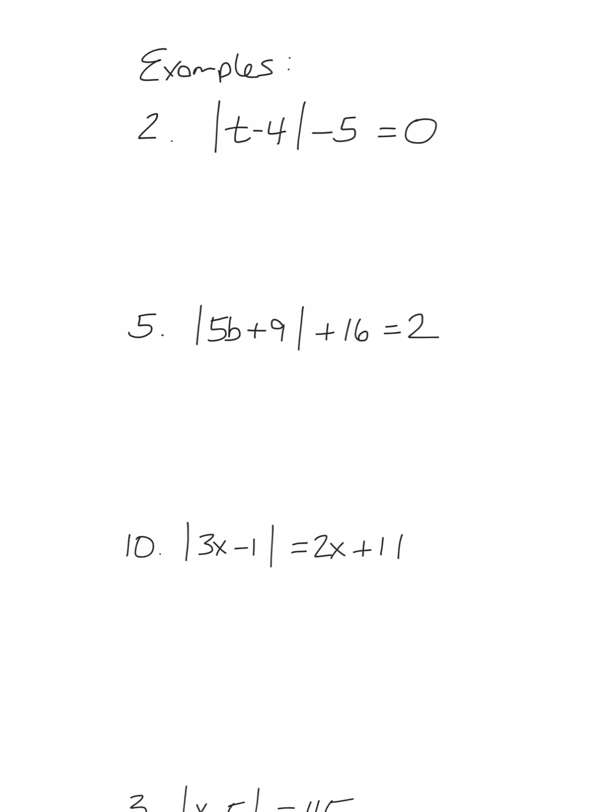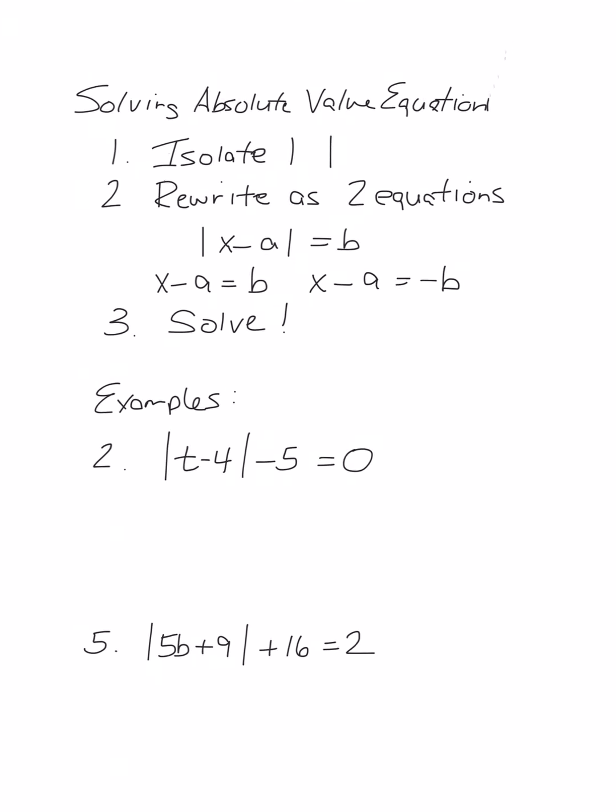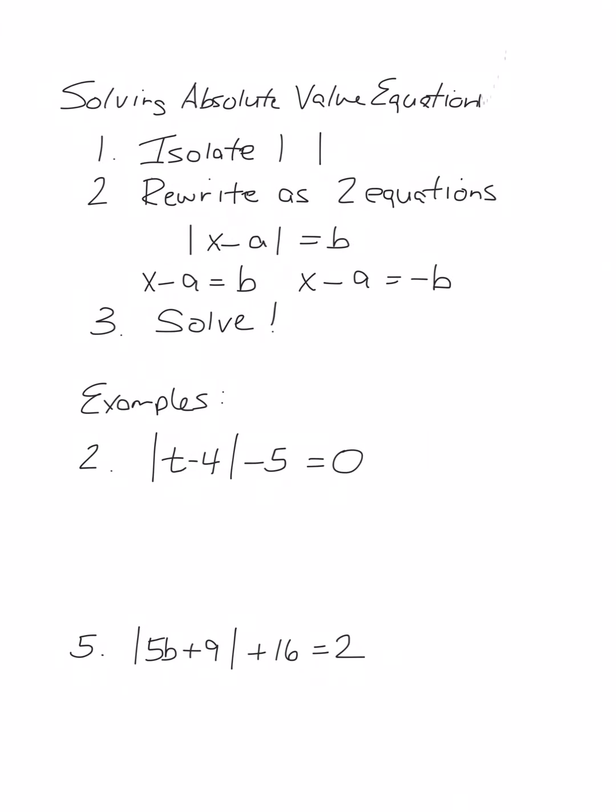Next, we're going to talk about solving absolute value equations. So the steps are going to be, we're going to want to isolate, keyword, isolate the absolute value symbol. So get that absolute value by itself. And then we're going to rewrite as two equations. So if I have the absolute value of x minus a is equal to b, I would write that as x minus a equals b, and x minus a equals negative b. So I'm setting it equal to that value and the opposite, or the negative value. And then I'm just going to solve both equations, and I will have my solutions.